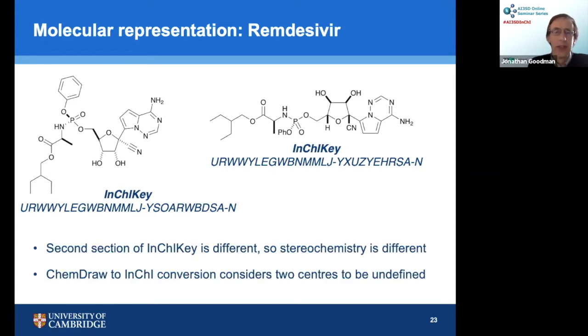This second section of the InChI key is different, so the stereochemistry is different, and the ChemDraw to InChI conversion didn't interpret this in quite the same way that I had, and that could have enormous consequences. If you're selling a compound, if you're trying to make a compound, you need to know exactly what it is. And generating the InChI keys of different representations can warn you of different possible errors.